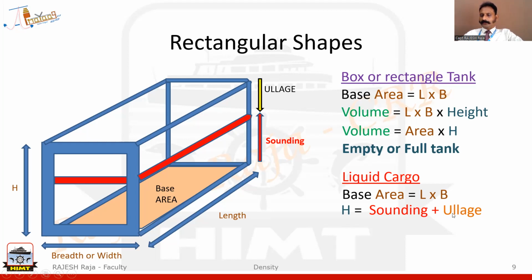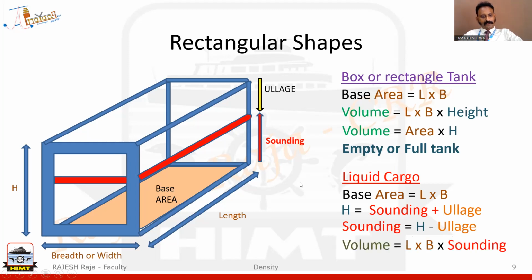So in this formula, you will know the height of the tank. You will be given the ullage, so you can find the sounding. Ullage directly does not give me the volume of the cargo. So I need to find the sounding from the ullage. So sounding is equal to capital H minus ullage. Now, the moment I get the sounding, I can calculate the volume of the cargo inside the tank. Volume of the cargo is the base area, which is the same, times the sounding. So this is a simple way of looking into a rectangular tank.